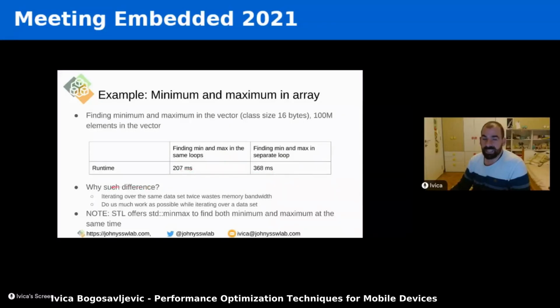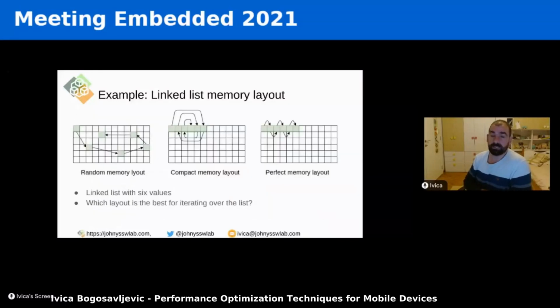Iterating over the same data set 2 times wastes memory bandwidth. So what you should do is, when you're iterating over the data set, you should always strive to do as much work as possible. For example, STL offers std minmax to find both minimum and maximum at the same time. It iterates over the vector only once. Okay, this was the first example. So we see a double increase in speed just because we are iterating over the container once instead of twice.